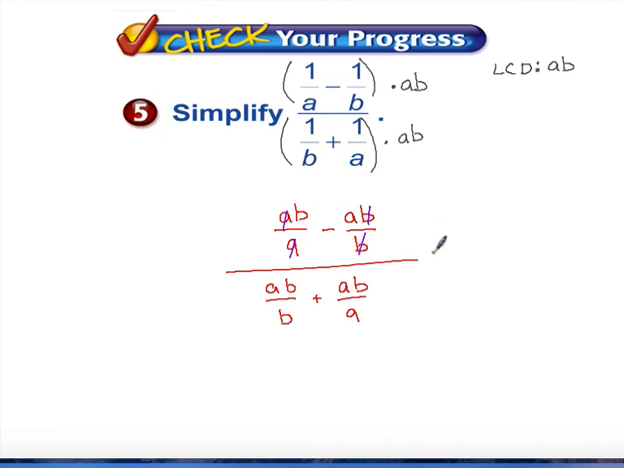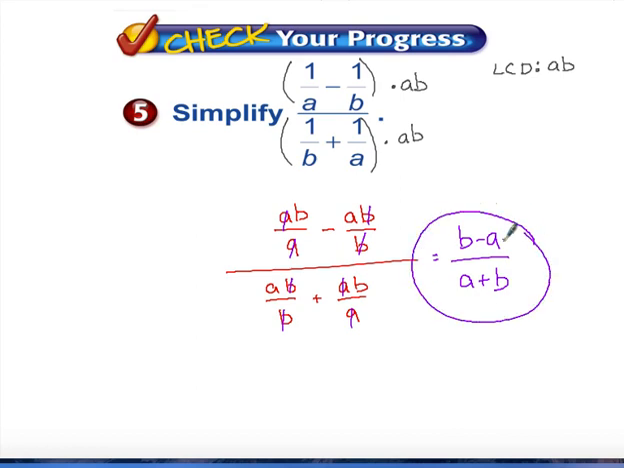On top, I'm going to have a B minus A. In the denominator, I can cancel those B's and I can cancel those A's, and I can end up with A plus B. Now, if I do that little trick, that if I pull out a negative up here, it's just going to make my B be negative, so that's not going to be helpful in this problem. So that's going to be my solution, B minus A over A plus B.